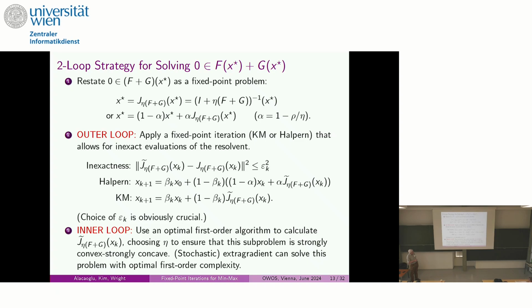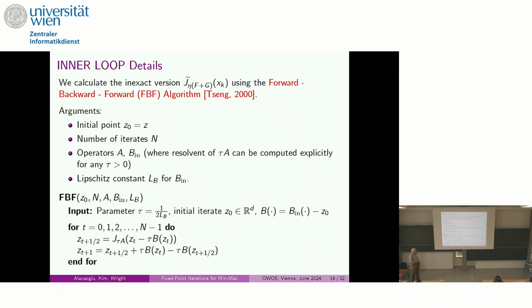Now, it's very important that we want to be able to use an inexact version of the resolvent, because computing that exactly can be quite onerous. So that's where the inner loop comes in, where we have another loop which calculates an inexact version of the resolvent. We call that J tilde. Okay, and we choose eta to make sure that that subproblem is strongly convex, strongly concave. And therefore, there are nice methods like extragradient that solve that with linear convergence. And in fact, they have optimal first order complexity. So this is our basic approach: fixed point formulation, classical fixed point iteration for the outer loop with inexactness, and then an optimal first order algorithm for the inner loop.